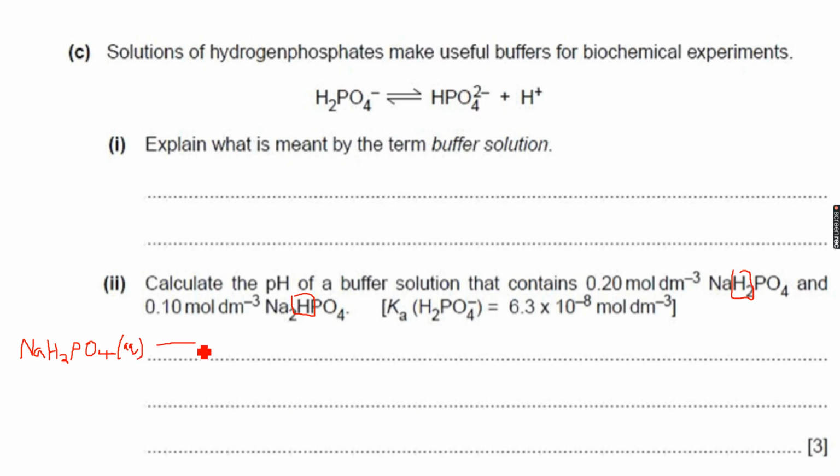because it has an extra H plus, so it will dissociate to form NaHPO4 negative plus H plus. And then I have the second one, which is the salt of my conjugate base. So my conjugate base here is HPO4 negative. The salt which I'm using is NaHPO4.